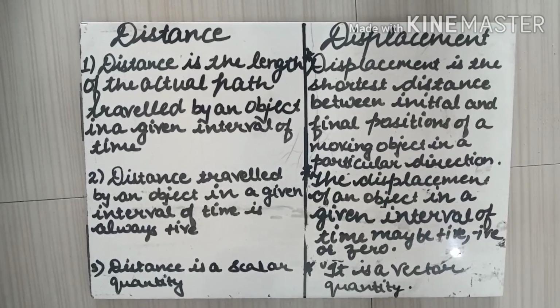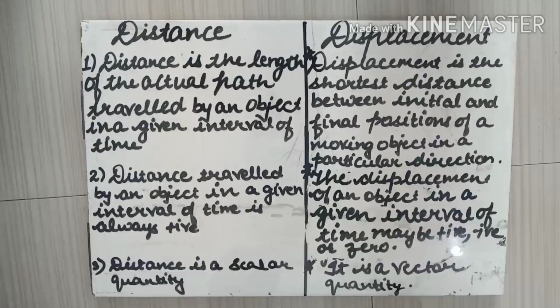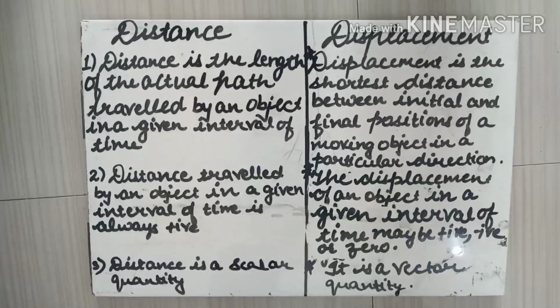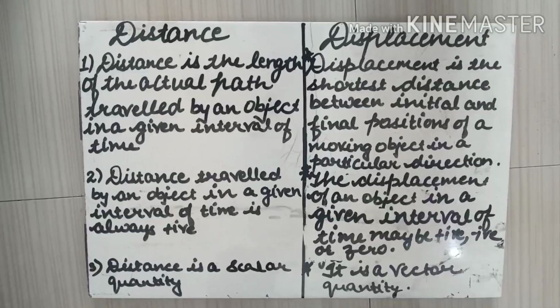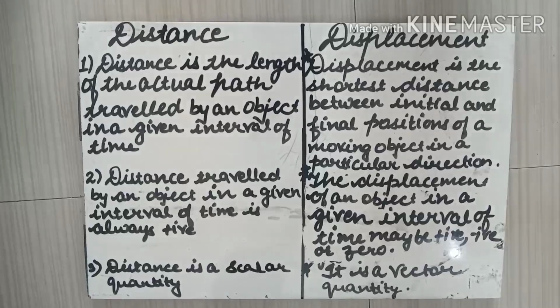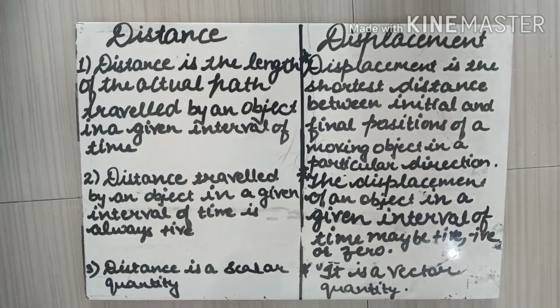Firstly, we start with distance. Distance is the length of the actual path traveled by an object in a given interval of time. In it, we notice the path followed by an object.